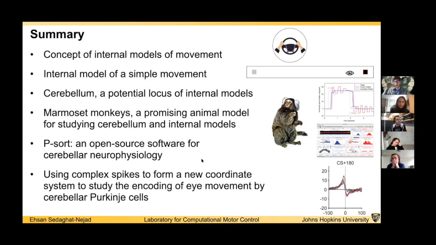You mentioned that it was important to sort out the complex spikes in addition to the simple spikes, and I was curious what advance exactly allowed that to be possible?